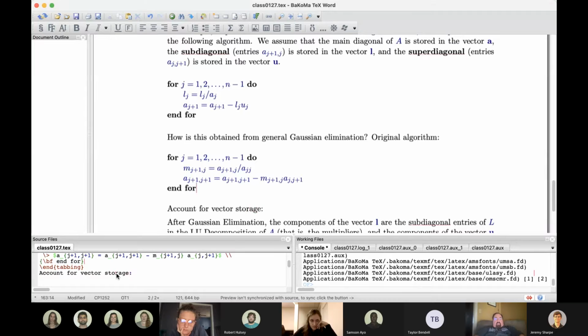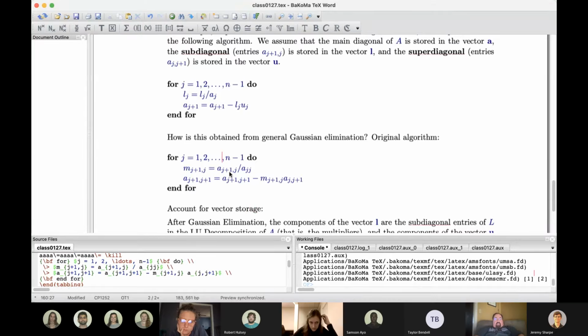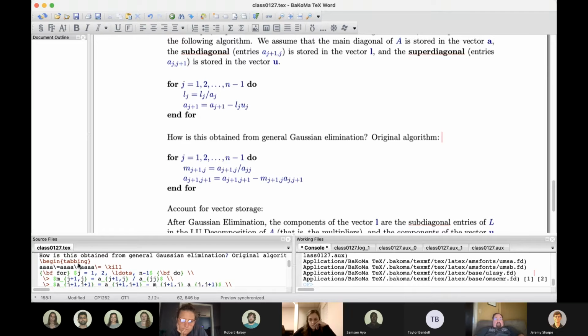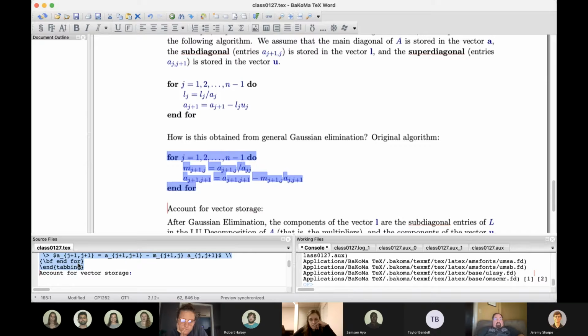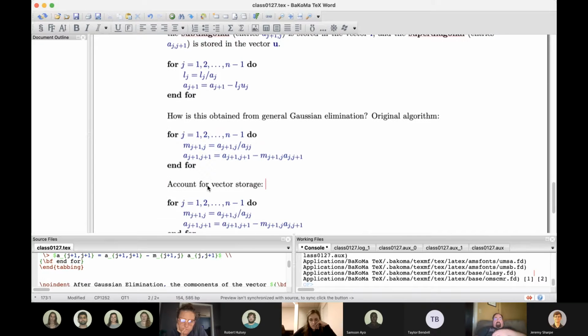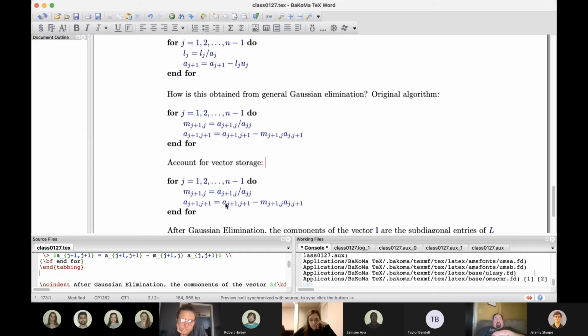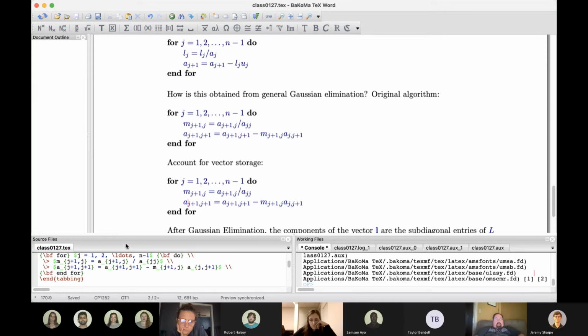So now this algorithm, as shown here, still works as a conventional two-dimensional array, and I don't want to do that. I want to use the vector storage. So wherever you see a diagonal entry, so row and column indices the same, that's referring to the vector A that stores the main diagonal. So that would just be A, like A_{j+1}. And here we'd have A_j.